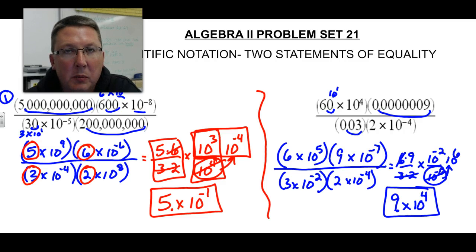So hopefully this is just some review for you. Again, they won't always cancel out to be a whole number like these two problems did, so go ahead and divide it down to a decimal.